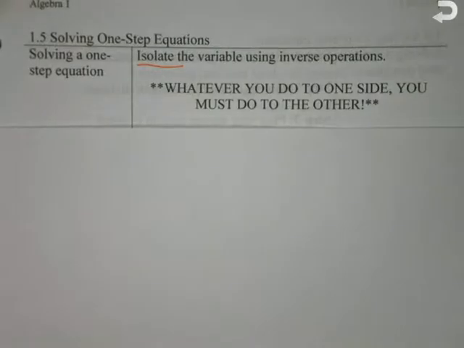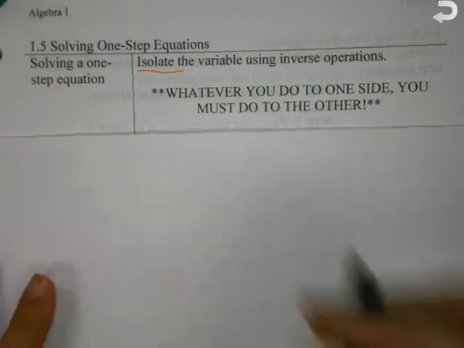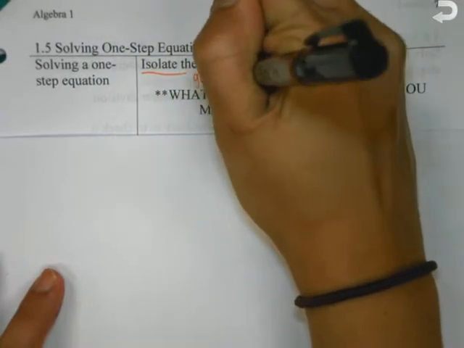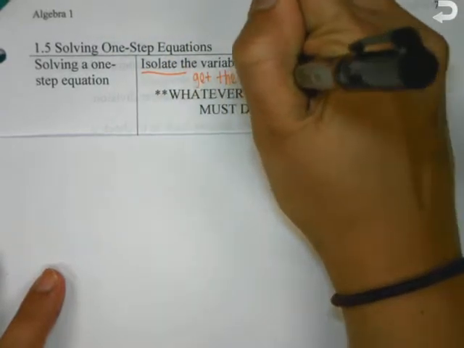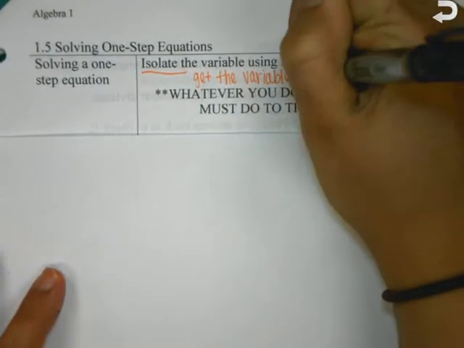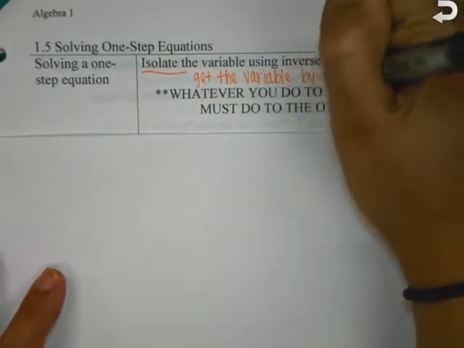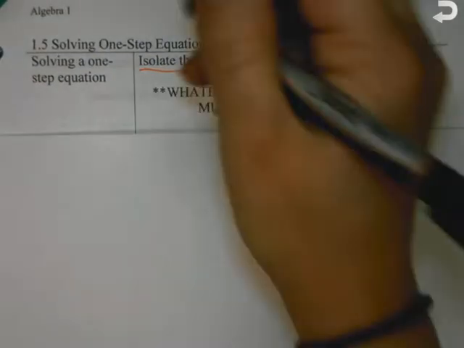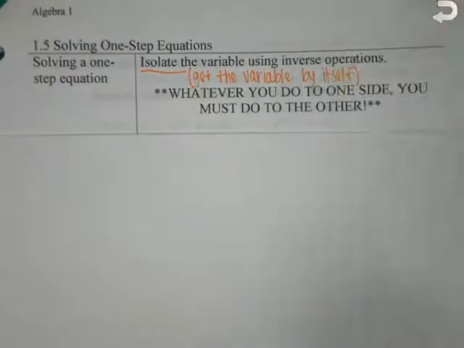What does isolate mean? Tegan, what does isolate mean? To take something by itself. To get it by itself. So we want to get the variable by itself. Okay, so we want to isolate the variable or get it by itself using inverse operations.